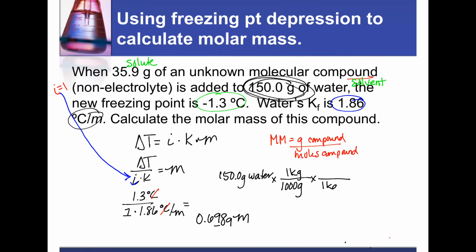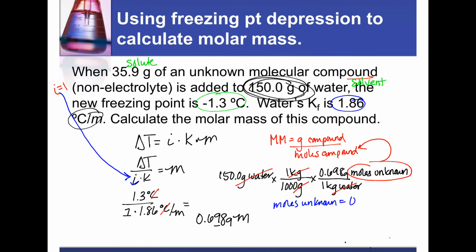And the molality says that for every 1 kilogram of water, I have 0.6989 moles of unknown. So the way the units work out there, grams of water cancel with grams of water, kilograms with kilograms, and I just get moles of unknown, which is what I wanted. And for my moles of unknown, I got 0.1048, and it should only have 2 sig figs because that only had 2 sig figs.